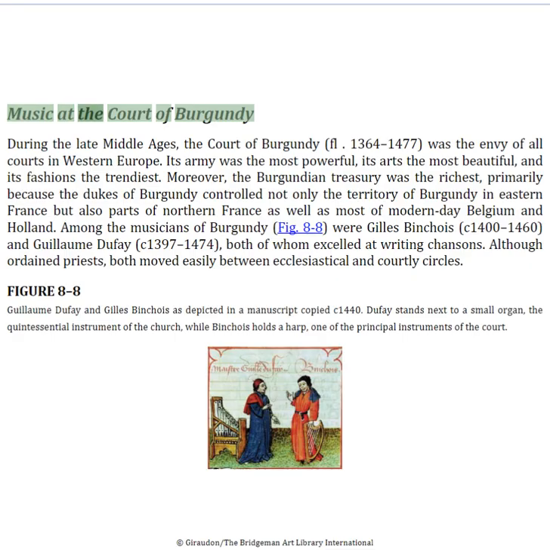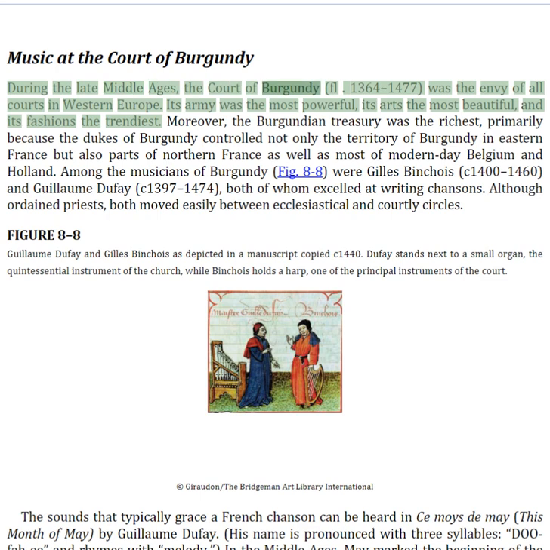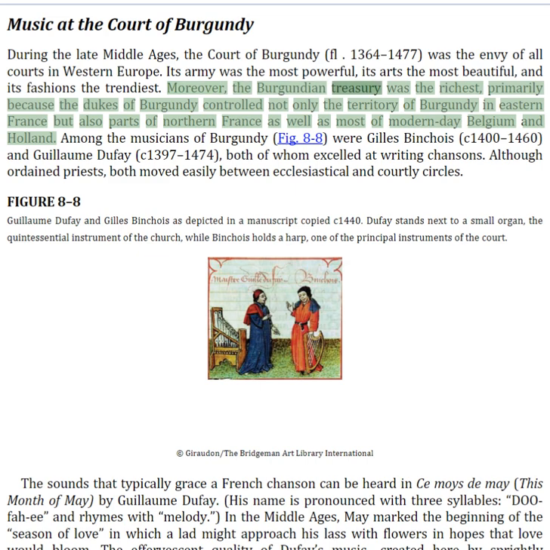Music at the court of Burgundy. During the late Middle Ages, the court of Burgundy was the envy of all courts in Western Europe. Its army was the most powerful, its arts the most beautiful, and its fashions the trendiest. Moreover, the Burgundian treasury was the richest, primarily because the Dukes of Burgundy controlled not only the territory of Burgundy in eastern France but also parts of northern France as well as most of modern-day Belgium and Holland.